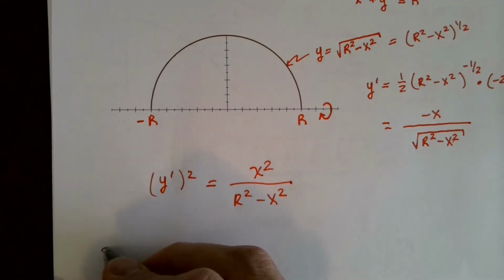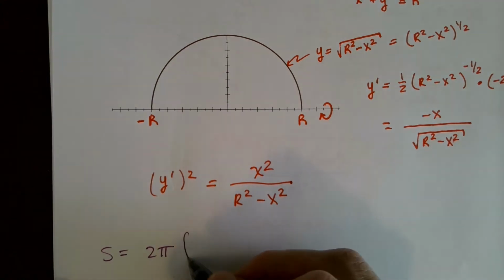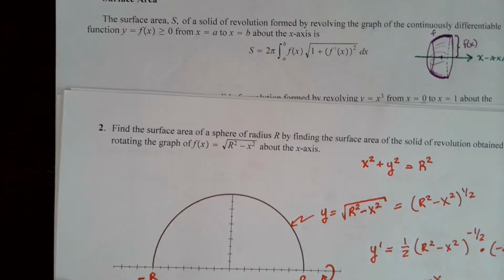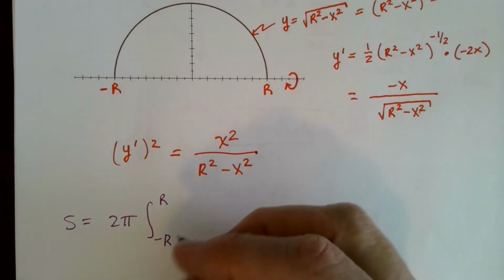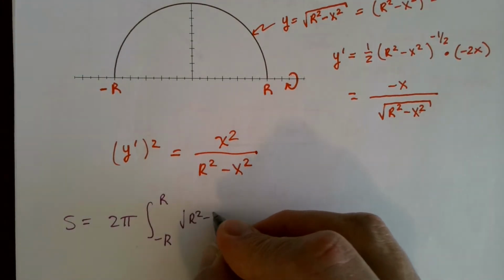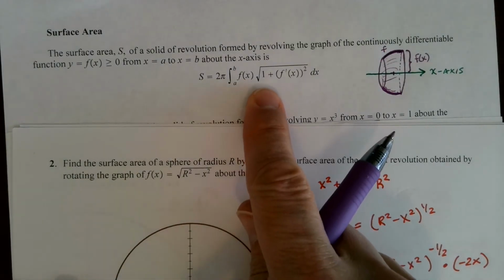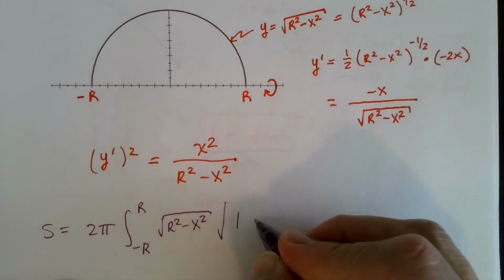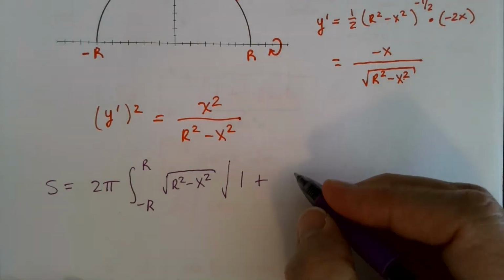So it's 2 pi, and let's just set it up exactly. 2 pi. What am I going from a to b? From negative r to r. And it's the function itself, f of x. Remember, the function was the square root of r squared minus x squared. And then times the square root of 1 plus this stuff squared. Y prime squared we figured out already. Y prime squared is that.